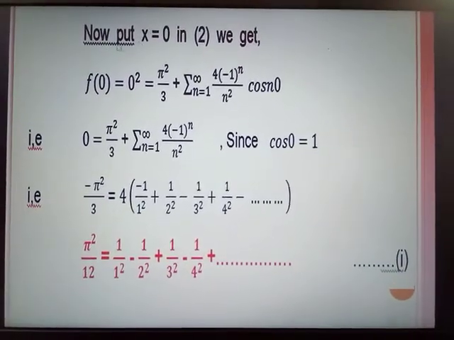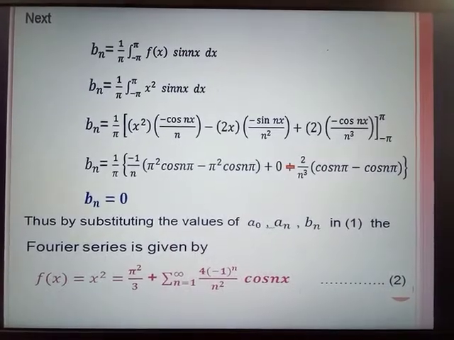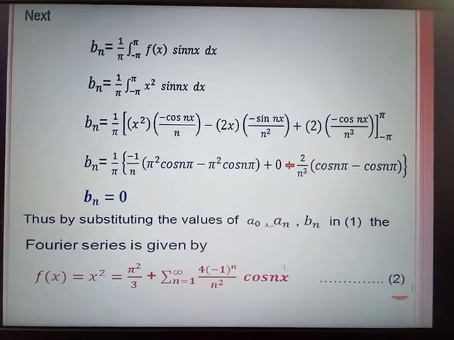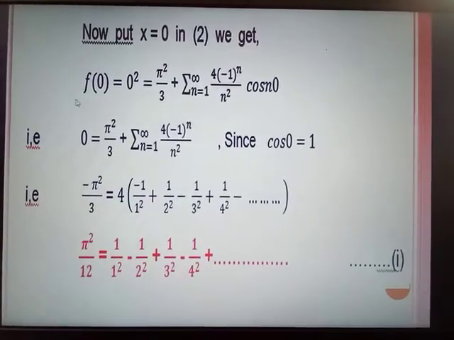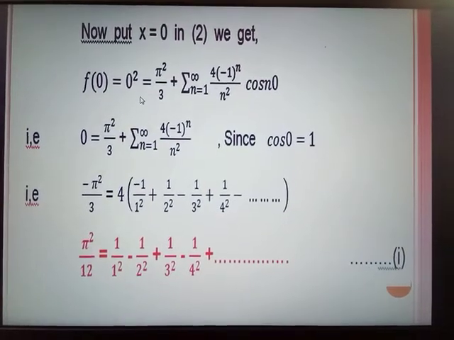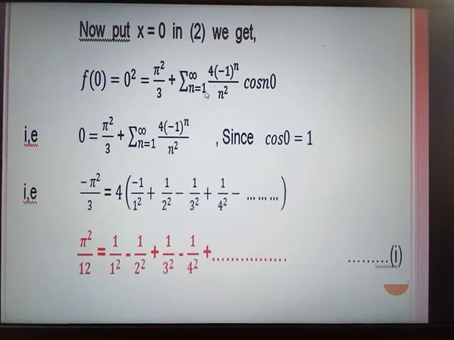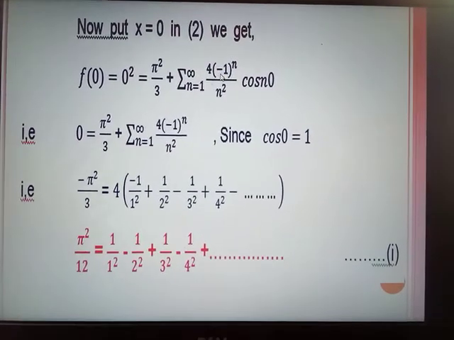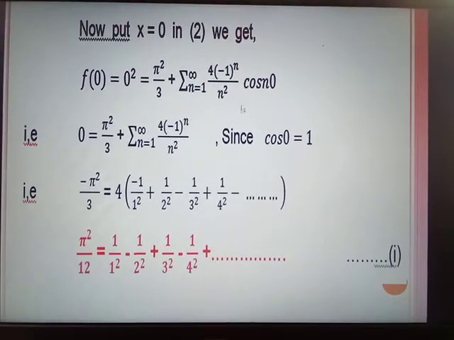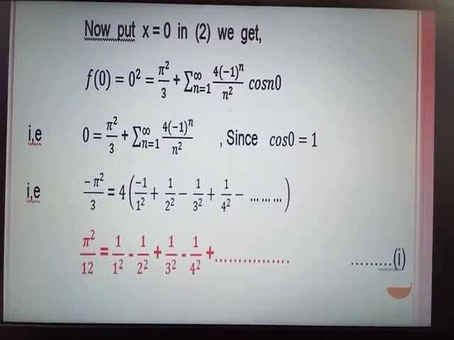Next, put x is equal to 0 in equation 2. See what we get. F of 0 is equal to, x is 0, x square is 0, is equal to pi square by 3 plus summation n running from 1 to infinity 4 into minus 1 raised to n divided by n square cos n 0, because x value is 0 here.